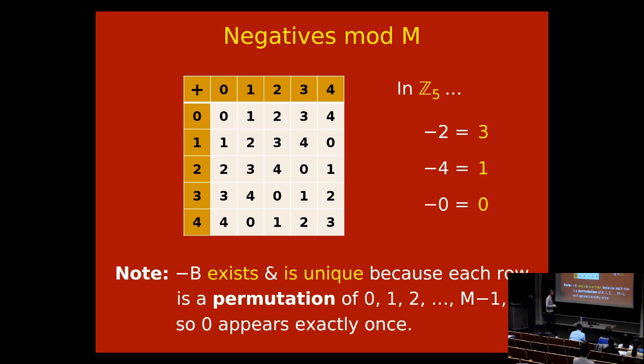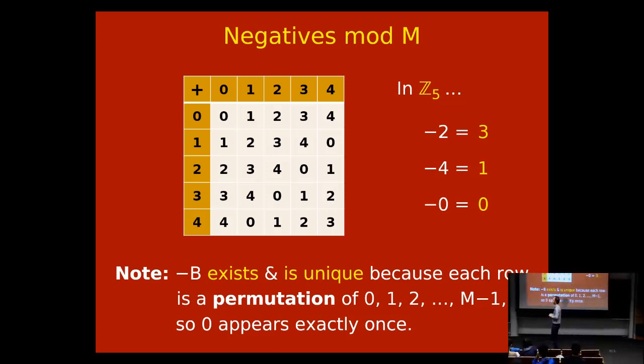And this negative b always exists and is unique because each row is going to have exactly one 0 in it. I mean, each row is just like a cyclic permutation of the numbers 0 through m minus 1. OK, so far so good, I hope. Any questions? Just telling you things you kind of already know in a slightly different way.